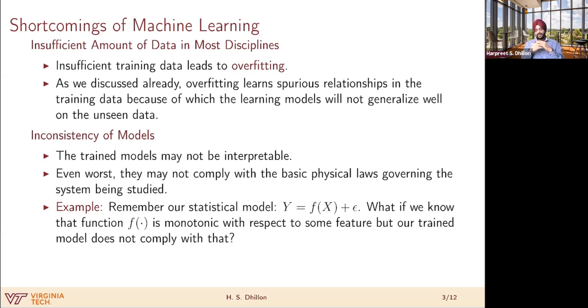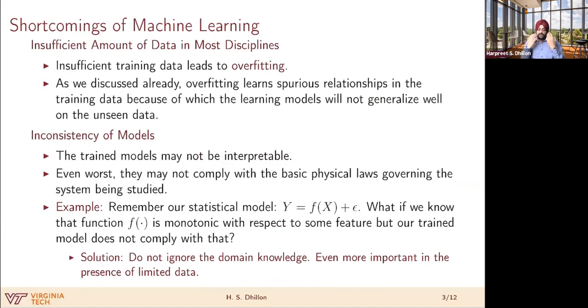And then we find out that our trained model is not really complying with that. It's not really satisfying that condition, right? So we know that the machine learning algorithm in that case is not doing what it is supposed to do, right? So the solution to these types of problems is to not ignore the domain knowledge, right?